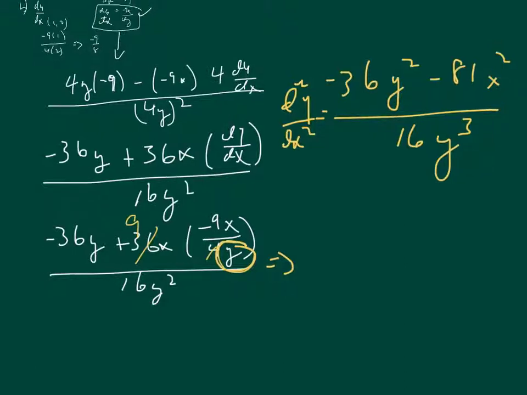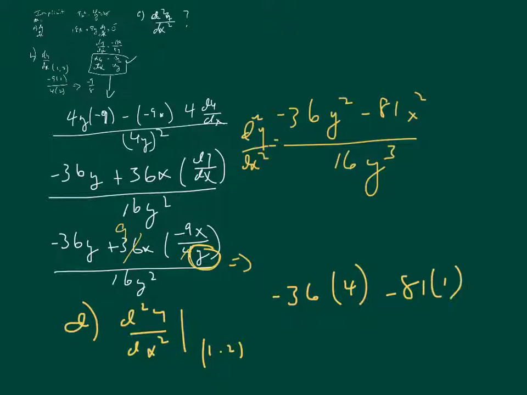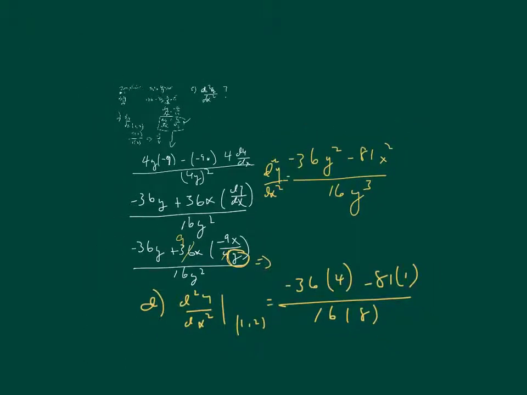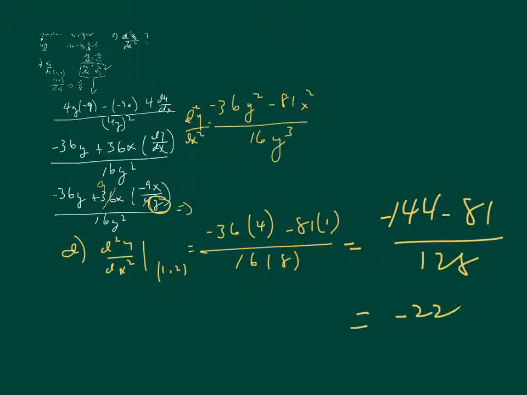Now, for the last piece, they wanted that at the value 1, 2. So for part D, they wanted the second derivative at the value of 1, 2 again. So we plug in our values, we get negative 36 times 4 minus 81 times 1 all over 16 times 8. And from that, we're going to do a little bit of math, and we end up with negative 144 minus 81 all over 128, which we all know is negative 225 over 128. Great. Thanks a lot.